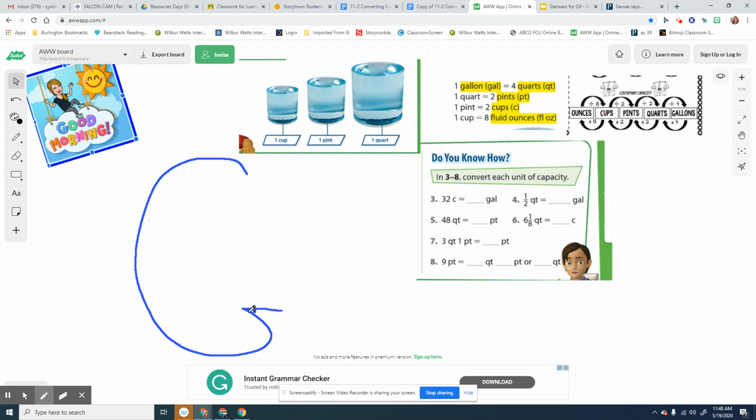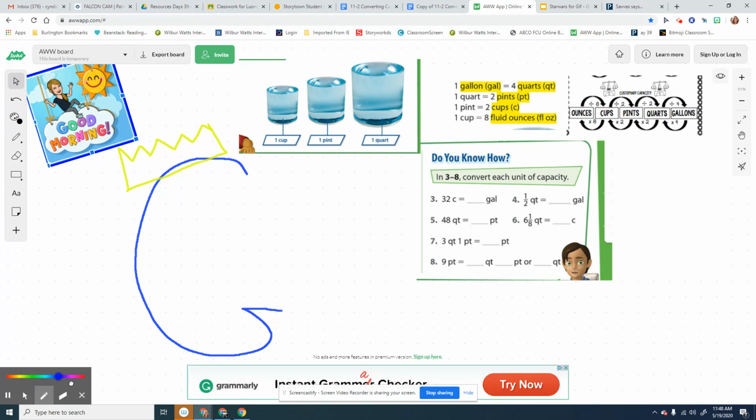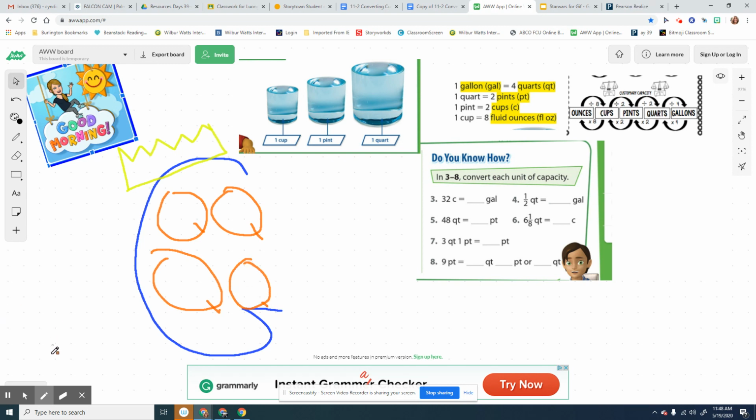So if you imagine a G, and this represents a gallon, and I'm going to put a little crown on top of our king just to help us remember. So in King Gallon's kingdom, he had four queens that lived there, and that represents that in 1 gallon there are 4 quarts. So the Q stands for quart. Okay, so 1 gallon equals 4 quarts. And you can see that up here. 1 gallon equals 4 quarts.